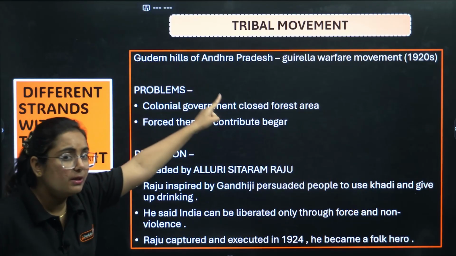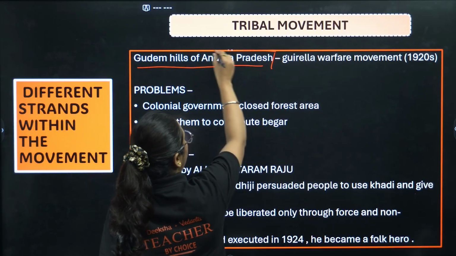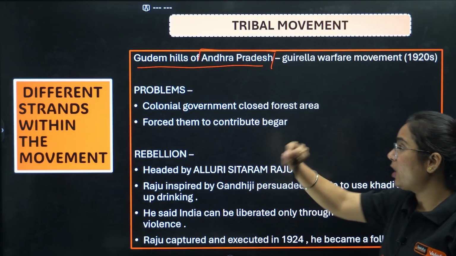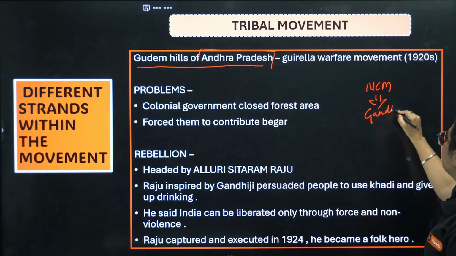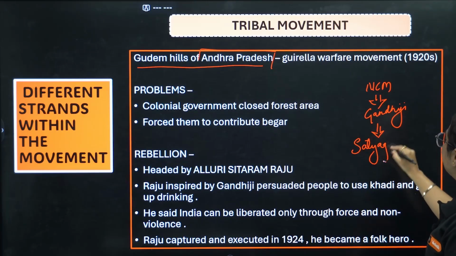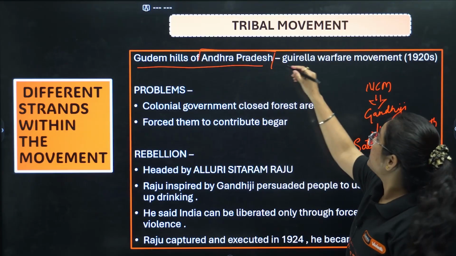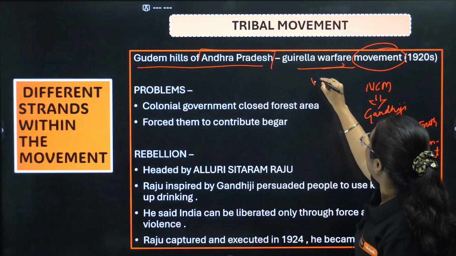Moving to the next, the tribals were also affected. Particularly here we are talking about the tribals of the Gudem Hills of Andhra Pradesh. But there is a little bit of difference in this tribal revolt, because the non-cooperation movement was started by Gandhiji, and Gandhiji is urging people to do it in the manner of Satyagraha. That means we will be based upon truth and we will be non-violent. But these tribal people started a guerrilla warfare movement, and guerrilla warfare itself has what? Violence.